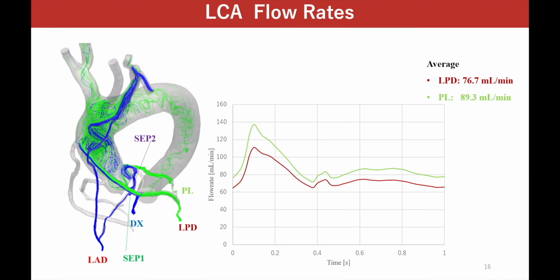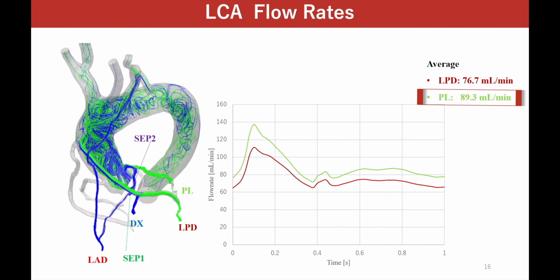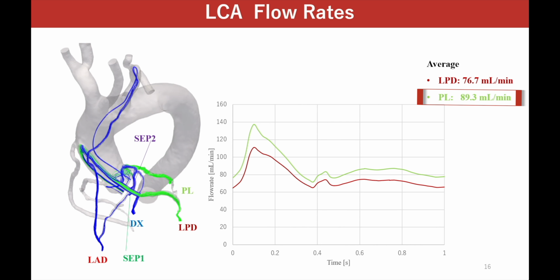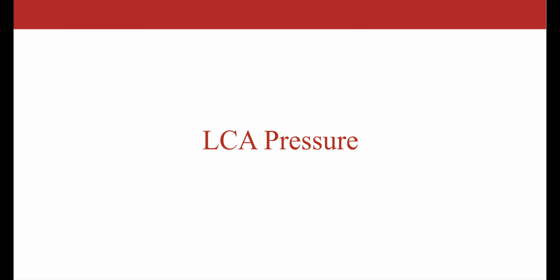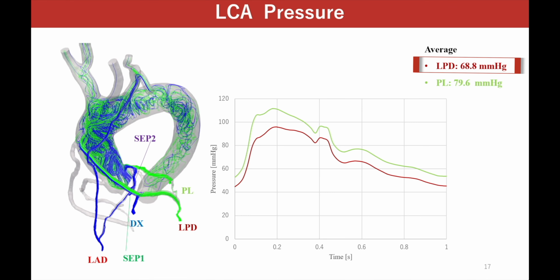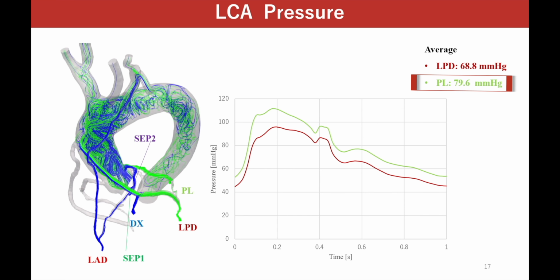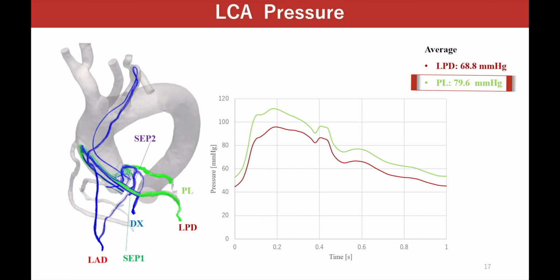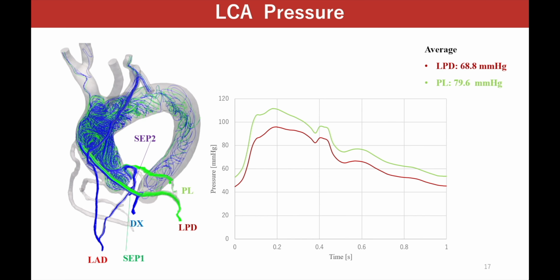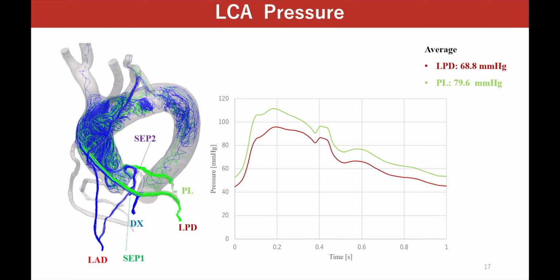Continuing to examine the left coronary arteries, 2 additional arteries were analyzed. The left posterior descending artery had a flow rate of 76.7 milliliters per minute, and the posterolateral branch had a rate of 89.3 milliliters per minute. Finally, the left posterior descending artery had a pressure of 68.8 millimeters of mercury, and the posterolateral branch had a pressure of 79.6 millimeters of mercury. Overall, the results across all coronary arteries show good outcomes that allow for viable flow rates and pressures.